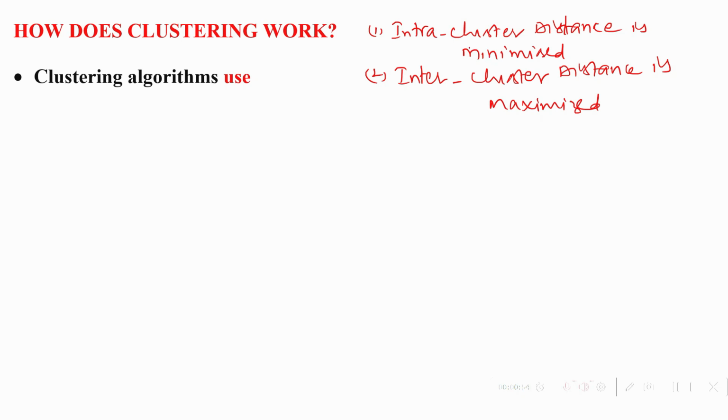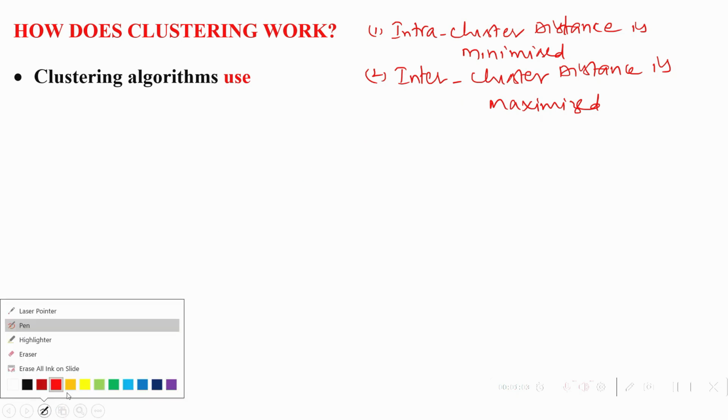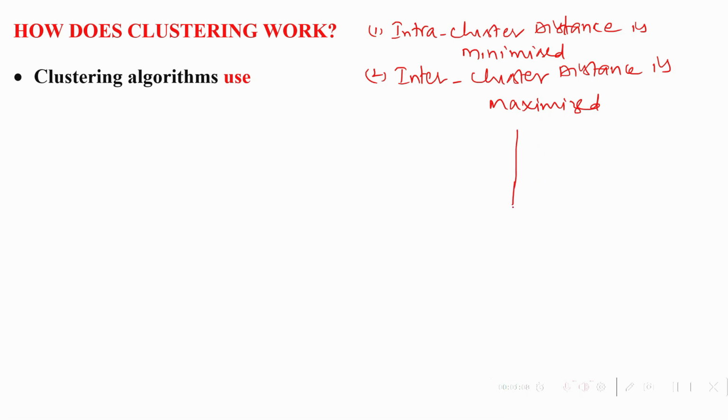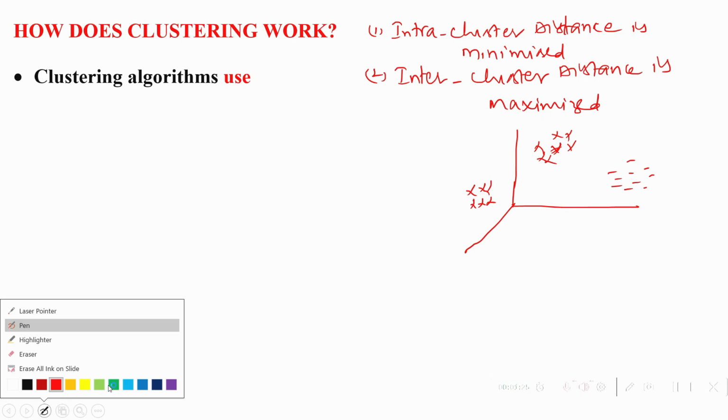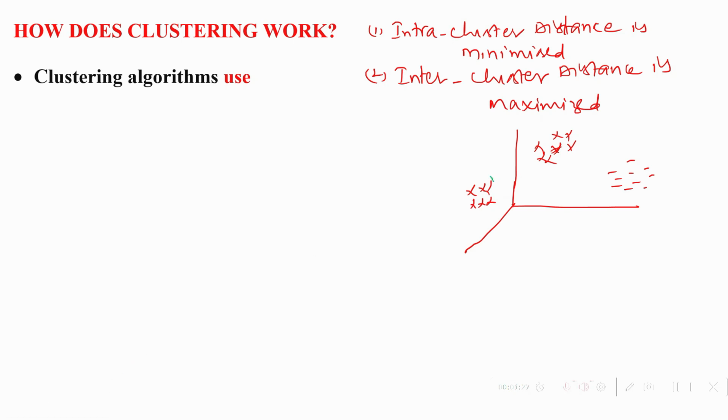Okay, now, the first thing is that intra-cluster distance is minimized and inter-cluster distance is maximized. See the example here. For example, the data set contains different elements. These are some points, and there are some points here, and here. Now we are going to group them into different clusters. So here we can form one cluster, another cluster, and also one cluster here.